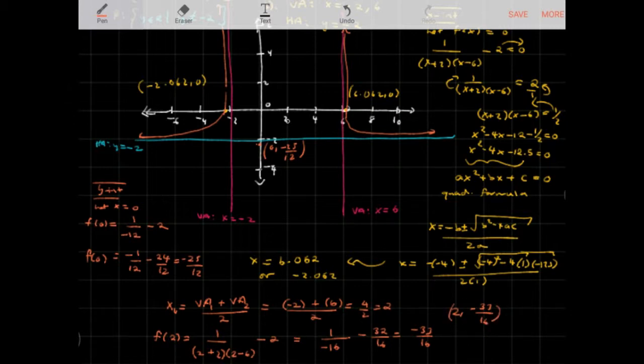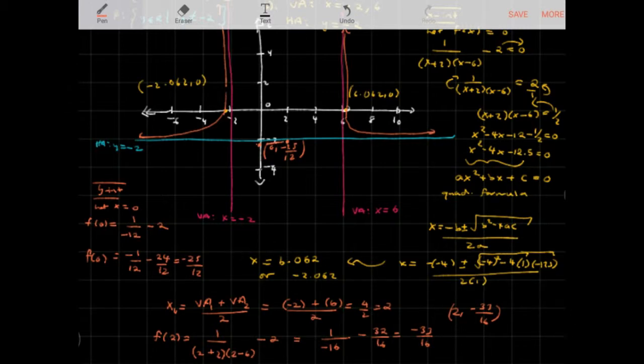This is going to tell us that the x value of the vertex is here, and negative 33 over 16 is slightly below this value. So this is the vertex.